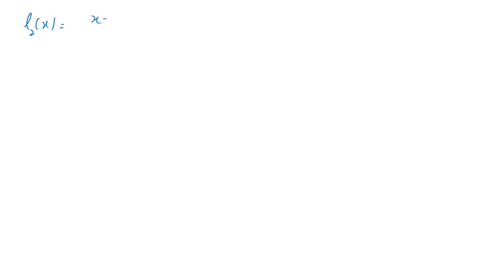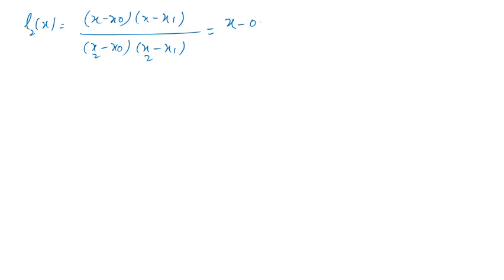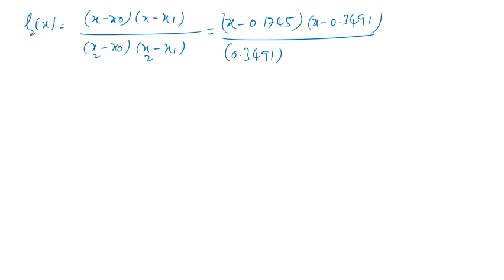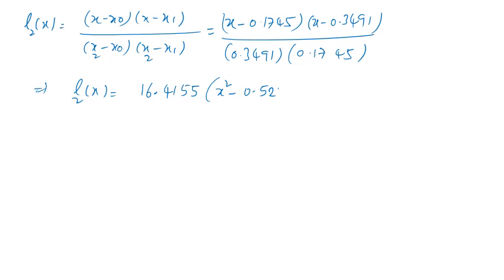Now coming to L2. L2 of x equal to x minus x0, x minus x1, divided by, replacing x by x2 in the denominator, x2 minus x0, x2 minus x1. This value is x minus 0.1745, x minus 0.3491, and subtracting these values, 0.3491 and 0.1745. This implies L2 of x equal to 16.4155 multiplied by x square minus 0.5236x plus 0.0609.